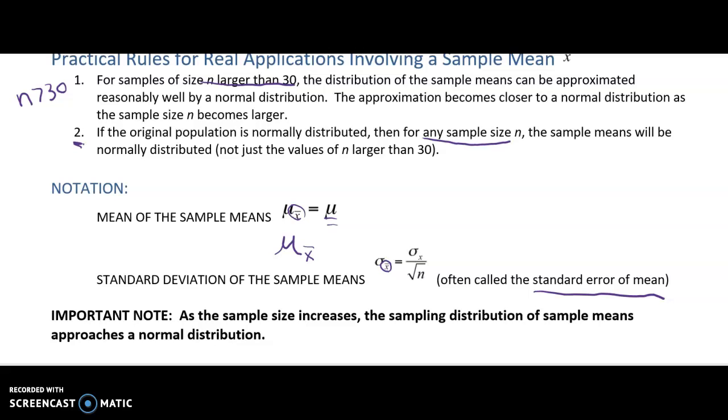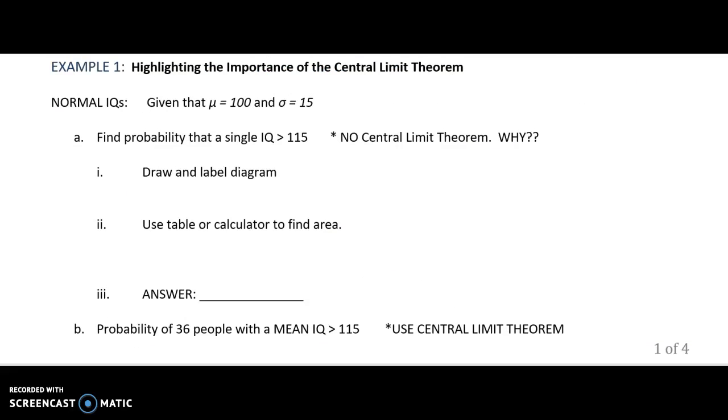So as the sample size increases, remember the sampling distribution of sample means is going to approach a normal distribution. And we talked about that in detail in our last section. Now we're going to look at two very similar examples that involve IQ scores. And these examples will demonstrate the importance and the difference of when we're using the central limit theorem and when we're not. So here we go.